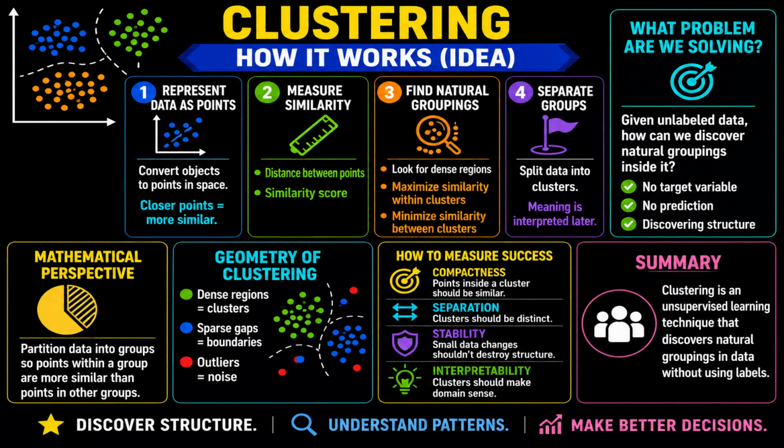So how do we measure success? You can look at compactness: points inside a cluster should be similar. Separation: clusters should be distinct. Stability: small data changes should not change or destroy the structure. And clusters should make domain sense, that is, interpretability should be possible. That depends on the model, and it also depends on what features you give. The final summary is that clustering is an unsupervised learning technique that discovers natural groupings in data without using any labels.